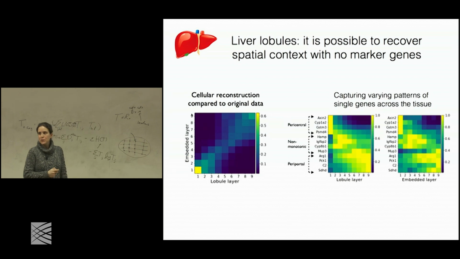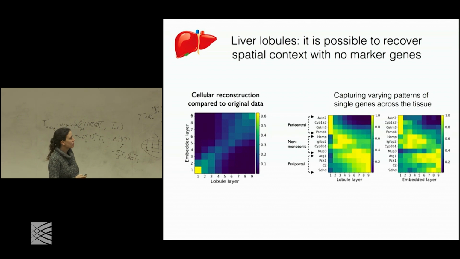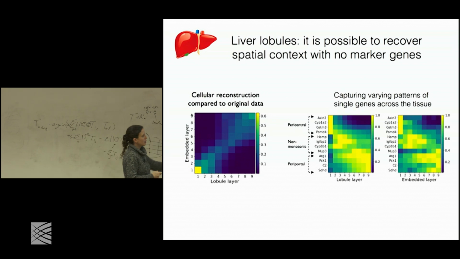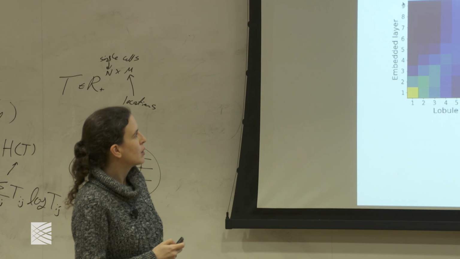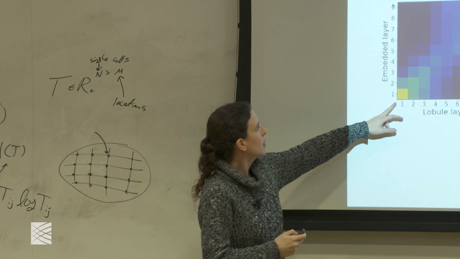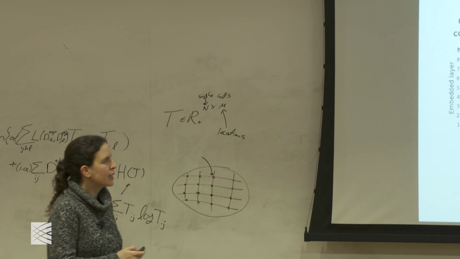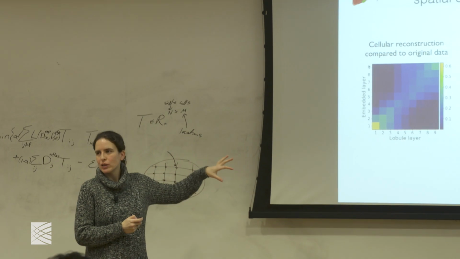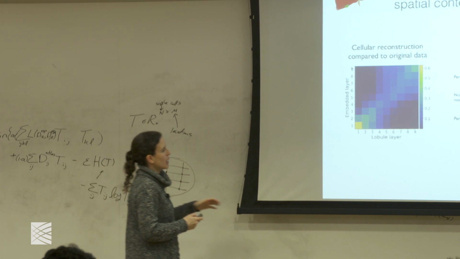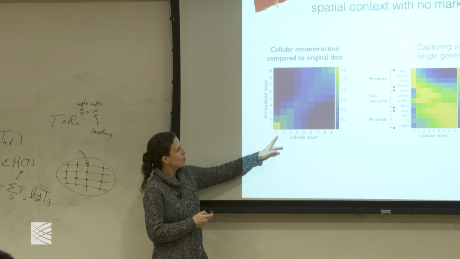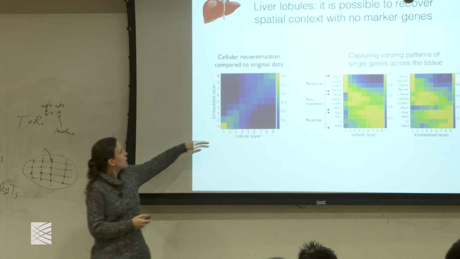Yeah? The axis that you have, what's the color? What's the axis? The one on the crypt was 0 to 1, and this is 0 to 0.6 on the previous slide. So this is averaged. This is taking all of the cells originating from the first lobule layer and asking how they distribute on average across the different layers.